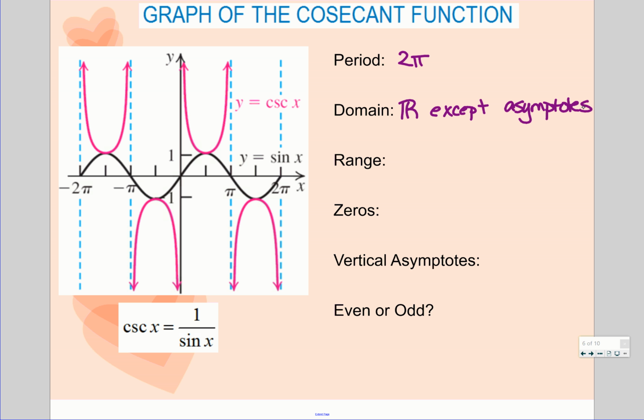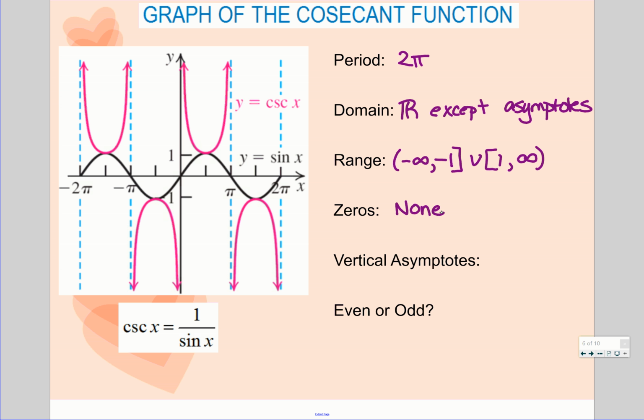Range. There's going to be 2 parts to your range. Only the pink part is what we're looking at. So what's the lowest this graph goes? Negative infinity, and then it goes all the way up to what? Nope, there's a gap. -1, and there's a point there, so we're going to put a bracket. Union jumps to 1 to infinity. So we have a group in our range for the part that's upside down and the part that's right side up. Zeros are x-intercepts. Does the pink graph have any x-intercepts? No, none.